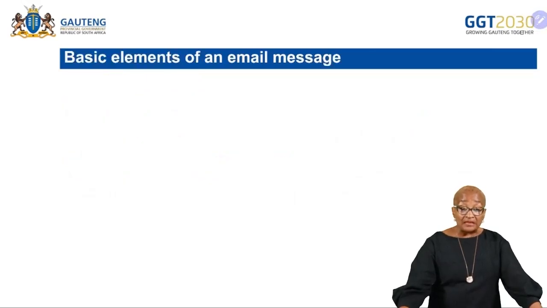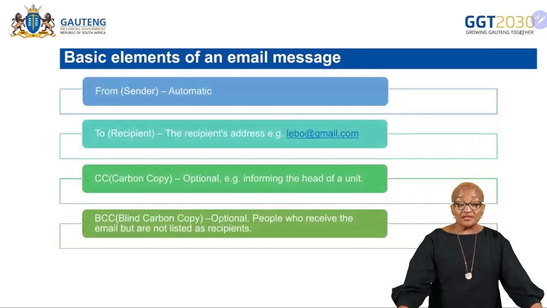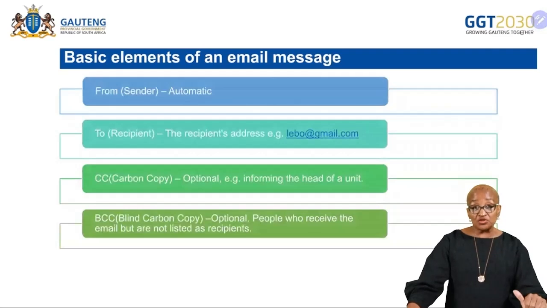What are the basic elements of an email message? Right, these are the basic elements of an email message. We've got the sender, which is from. This information is automatic. The recipient will see who has sent the email. As the sender, you need not write your email. That is automatic.